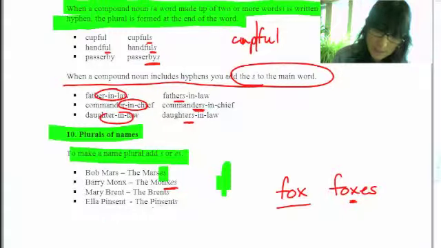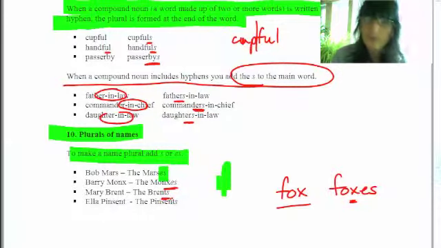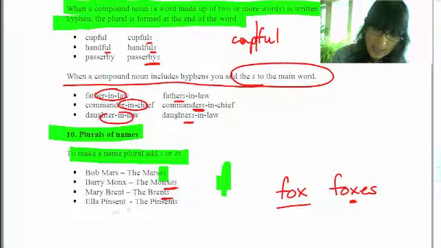Mary Brent would be the Brents. So if you're looking at all of them, they become the Brents, the family, the Brents. And Ella Pinsent, you would just add the S and make it Pinsents.